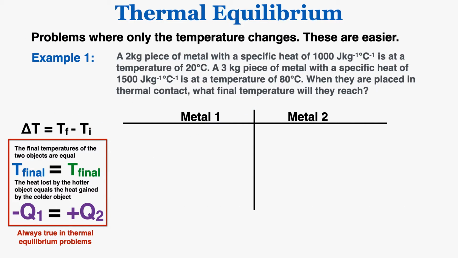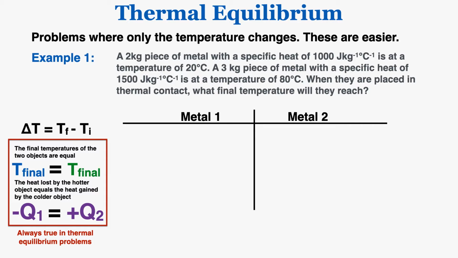We're only dealing with temperature change here. A 2 kilogram piece of metal with a specific heat of 1000 joules per kilogram degree Celsius is at a temperature of 20 degrees Celsius. A 3 kilogram piece of metal with a specific heat of 1,500 joules per kilogram degree Celsius is at a temperature of 80 degrees Celsius. When they are placed in thermal contact, what final temperature will they reach?